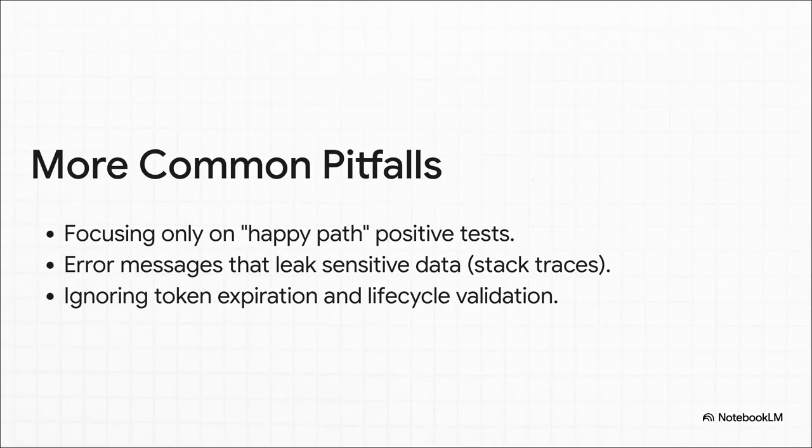And here are a few other traps. First, only testing the happy path. Security testing is all about the unhappy path. We're looking for what breaks. Second, always check the error message itself. If your API spits back a giant stack trace, you've just handed an attacker a blueprint of your system. And finally, don't forget that tokens expire. You have to test that an old, expired token gets rejected properly.